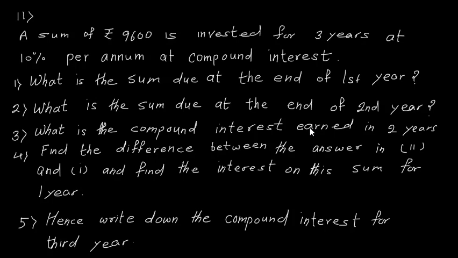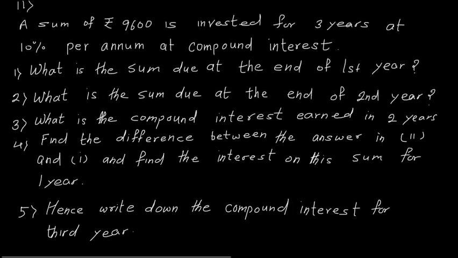Let us solve this 11th question. A sum of rupees 9600 is invested for 3 years at 10% per annum at compound interest. What is the sum due at the end of first year? What is the sum due at the end of second year? What is the compound interest earned in the second year? Find the difference between the answer in question number 2 and question number 1 and find the interest earned on this sum for 1 year. Hence write down the compound interest for the third year.